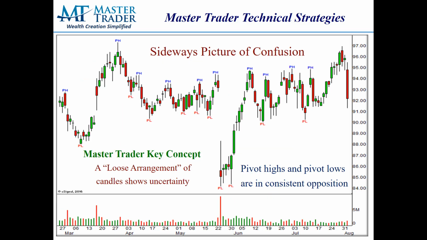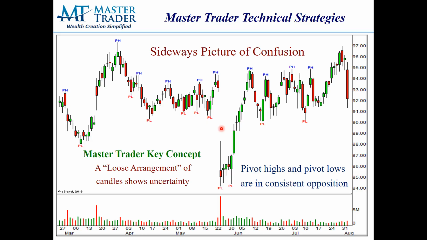So here we have pivots moving up and down, sideways. You have a lot of highs and lows intersecting each other and chopping back and forth, what we call a loose arrangement of candles showing uncertainty. So the pivot highs and lows are in constant opposition of each other. What do we do? Stand aside, of course. Just stay away from it. Wait until it's clear as to what's happening.